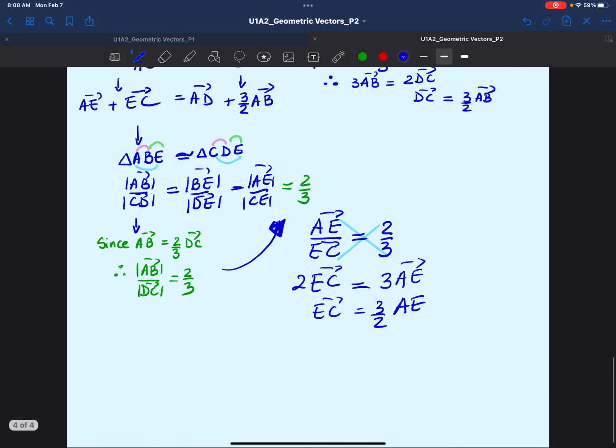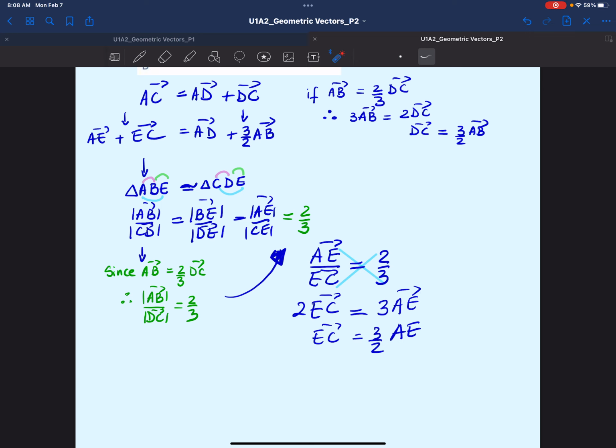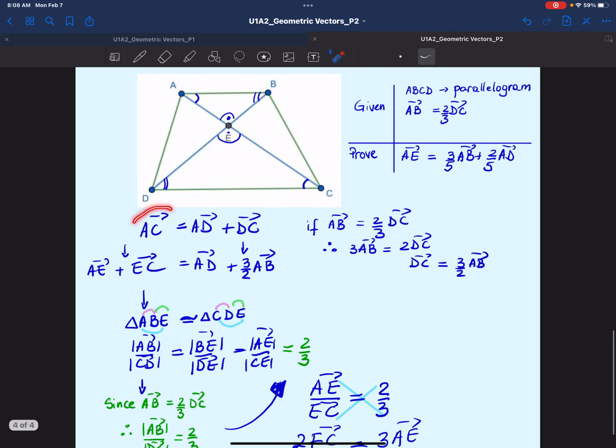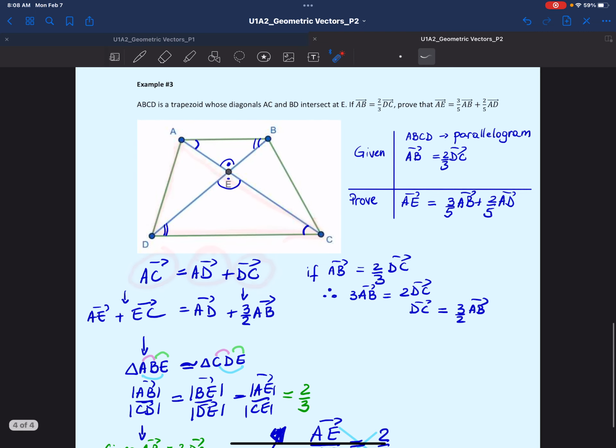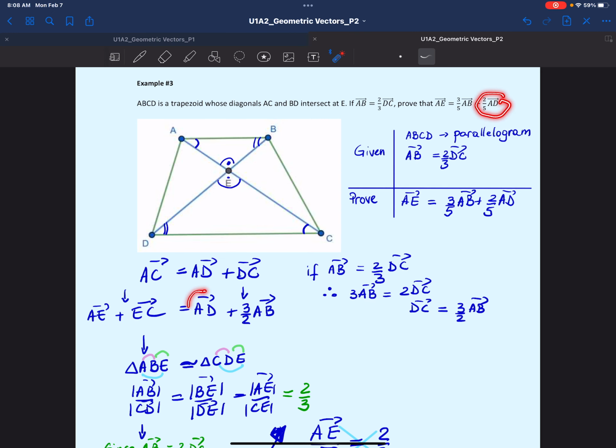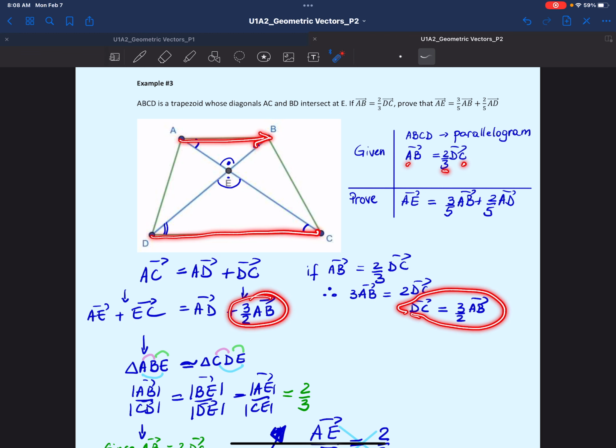So patients, we're almost at the end, and I know that we went too far. So let's go back to where we were. Our statement was AC was AD plus DC. So we want to keep AD in, so we kept AD. But then we replaced DC, which is this vector down here, with something in terms of AB, because we already know AB is 2/3 of DC. So DC is 3/2 AB, so that's what happened here.